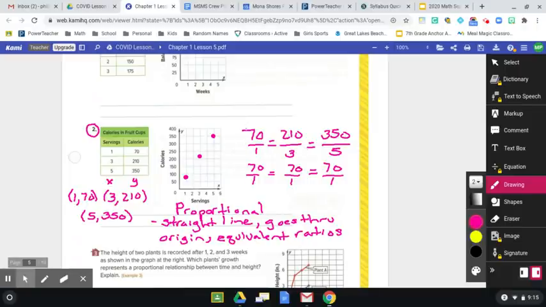So I took the 70 calories for 1 serving, the 210 calories for 3 servings, and the 350 calories for 5 servings. And I divided all those out and I simplified. And every single one of those simplified to 70 over 1. So right away, I see in the table that it does have a unit rate and a pattern. And so that also tells me that it should give me a straight line on the graph. So I looked at my coordinate points. Servings is the x-axis, calories is the y, and here's my coordinate points from that.